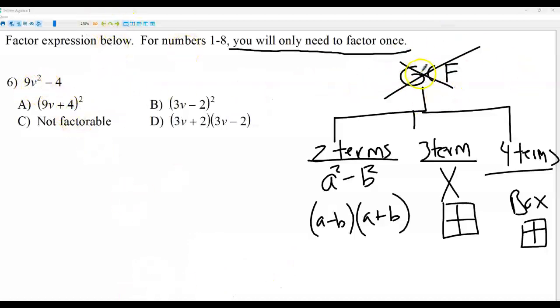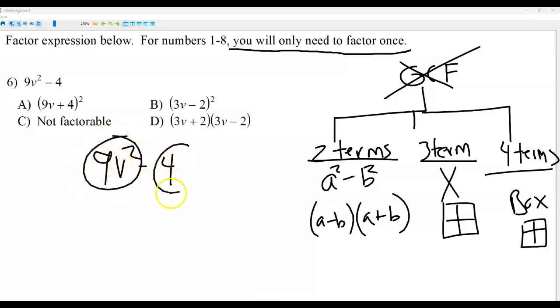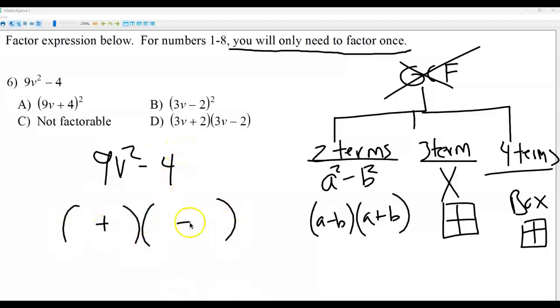Once again, we're going to skip the GCF, and it's going to be one of these three. I noticed that there's two terms here, so if it's going to be anything at all, it's going to be a difference of squares. So how do we do the difference of squares? First of all, are these both perfect squares? Yeah, you could take the square root of 9, that gives you 3, and the square root of 4, that gives you 2, right? So we could split these things up. One's going to be plus, one's going to be minus.